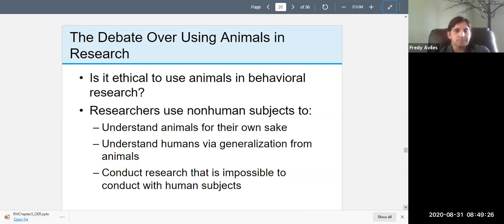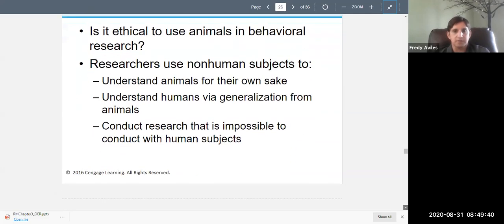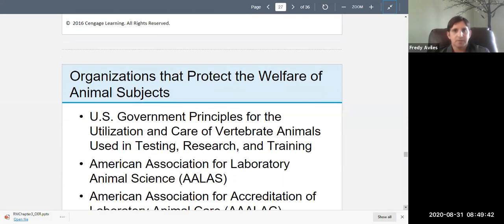When you're studying human beings, you can't deliberately subject some human to harm, but you can do that with animals. They'll do things like that, even kill them, as long as they follow the guidelines, but you can't do that to humans.